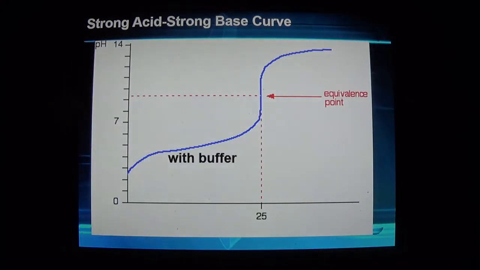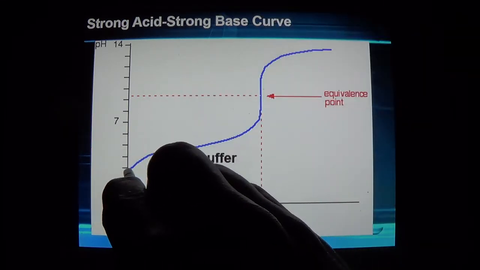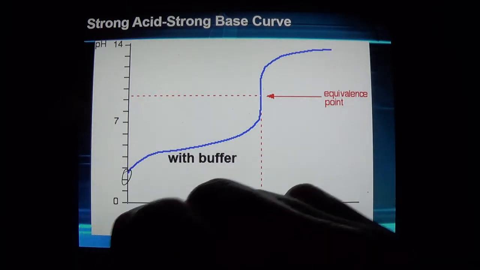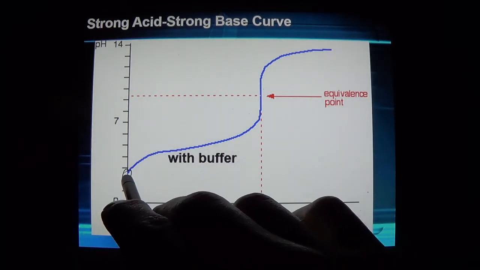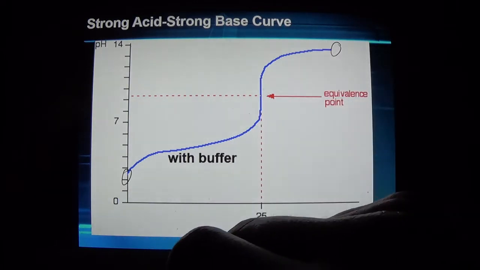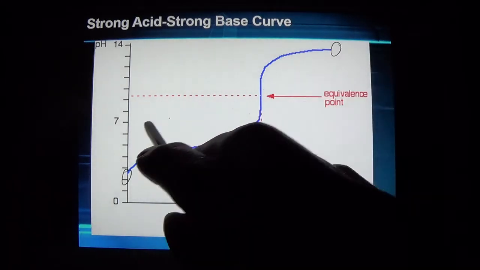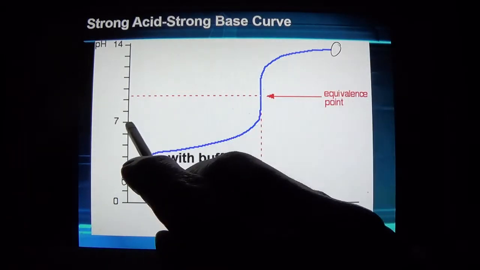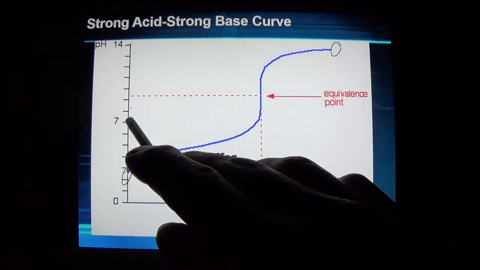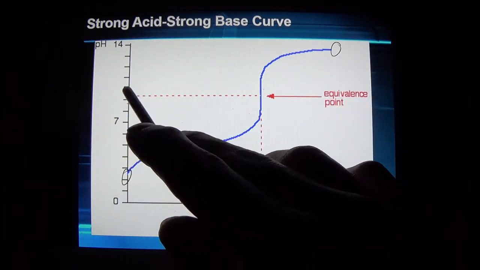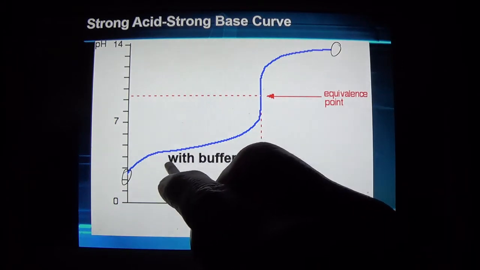Okay, here's a strong acid, strong base curve with a buffer. What do you notice as the difference? Okay, well, I start low, so it is a fairly strong acid, and I end high, so it's a fairly strong base. It looks like my base is a little stronger than my acid because I'm not exactly ending at a pH of 7. But here's the big deal.